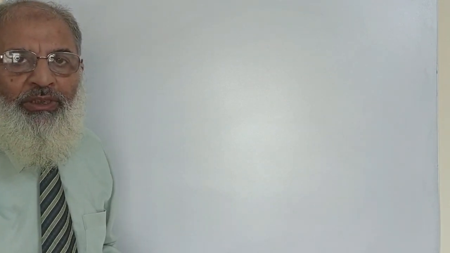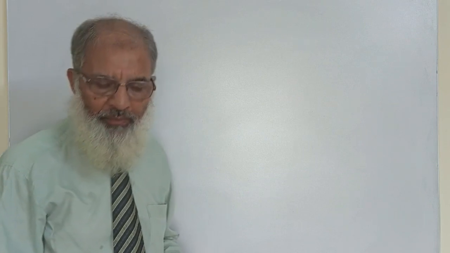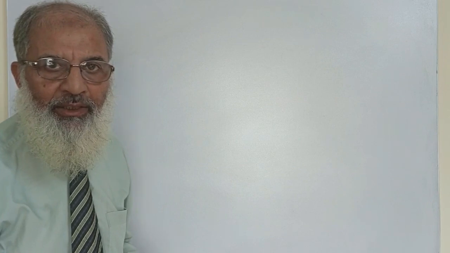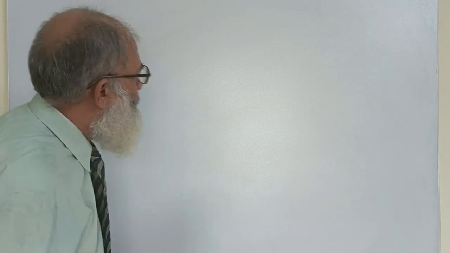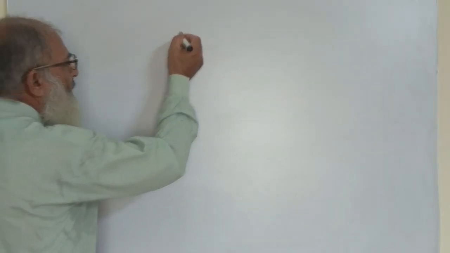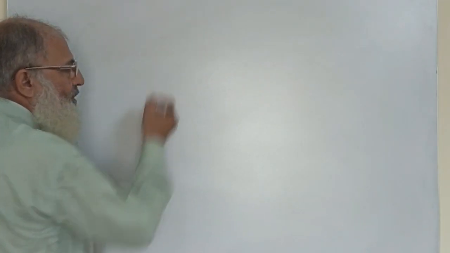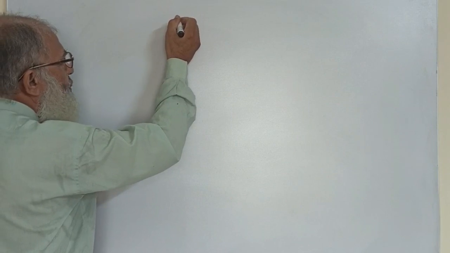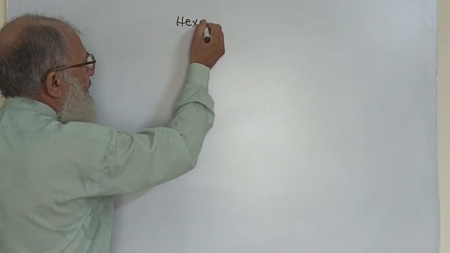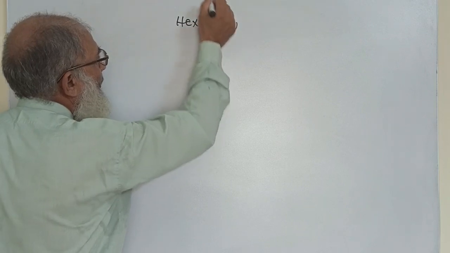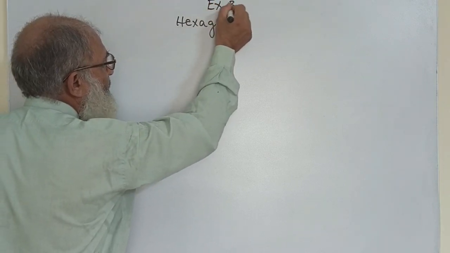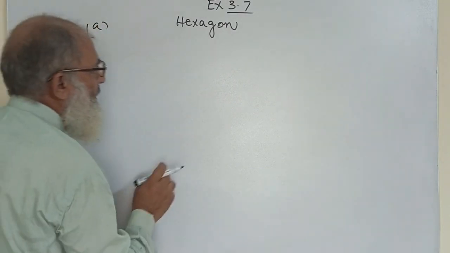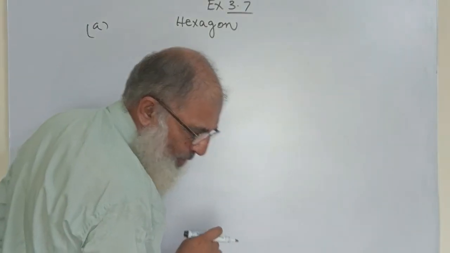I am going to do a few of them because it is very easy to calculate the interior angles of any polygon. Suppose we have a hexagon. A hexagon means a shape with six sides. This is exercise 3.7, and the question is A, hexagon. So what was our formula?